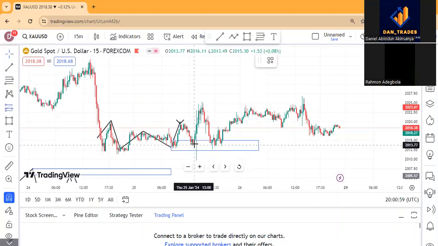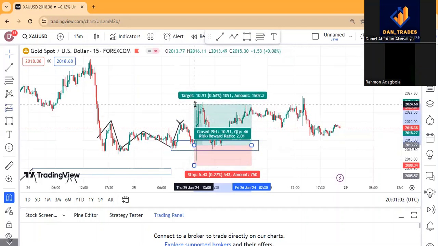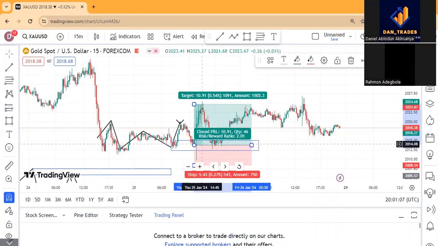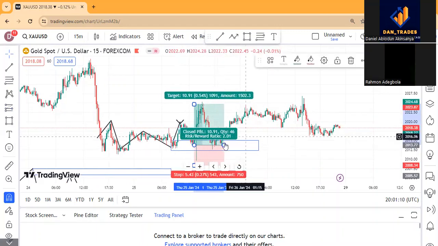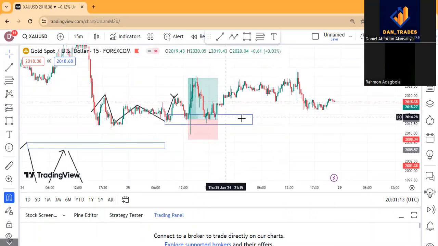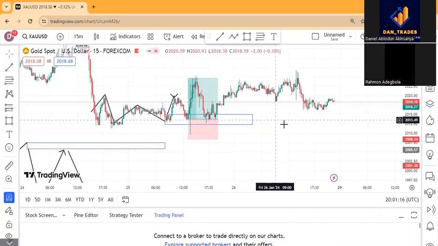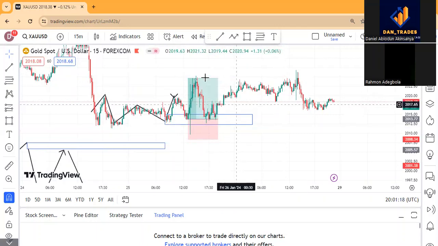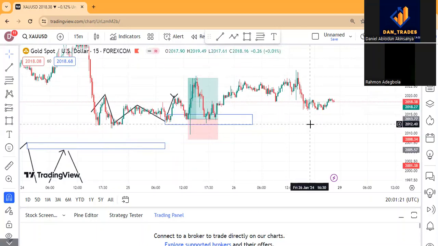I'll have taken my profits here. I'll have targeted this particular liquidity here, and then of course I'll have caught the move. So all of this happened within a day. What I'm saying is that this thing works on gold. But I noticed that it doesn't work on two days last week, I think Tuesday and Friday. But it works on the remaining days of the week.